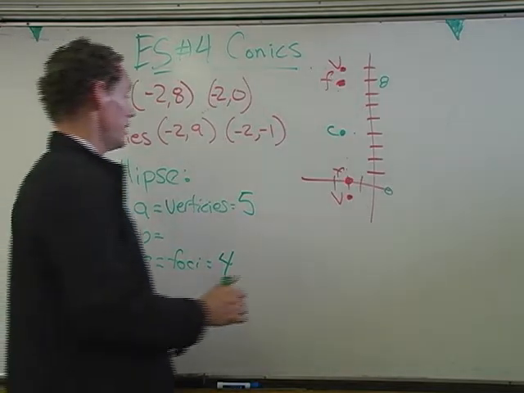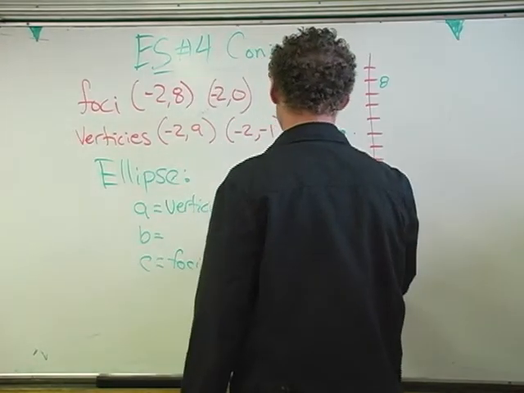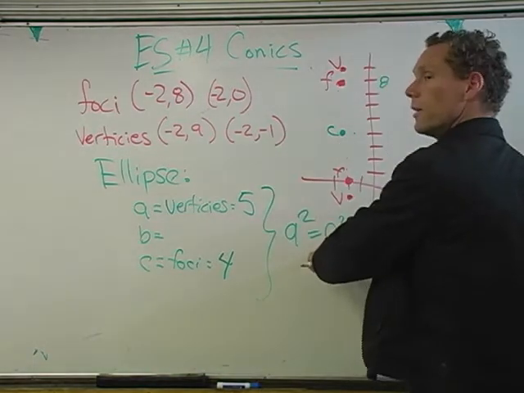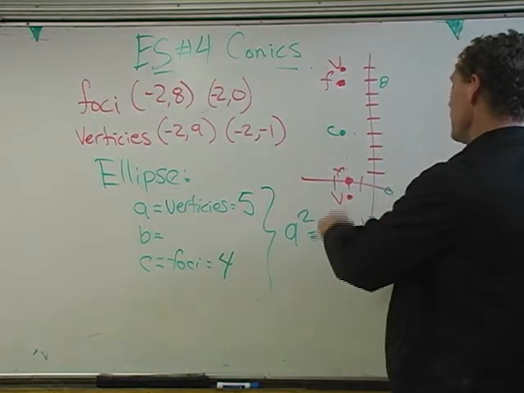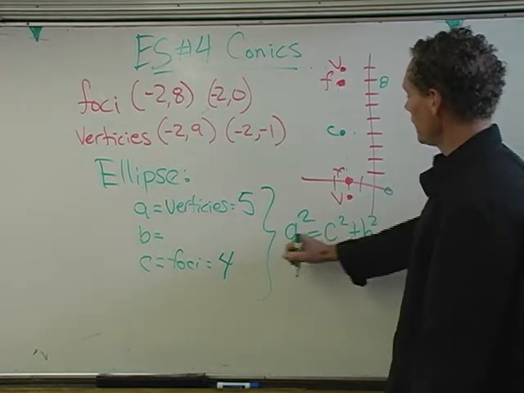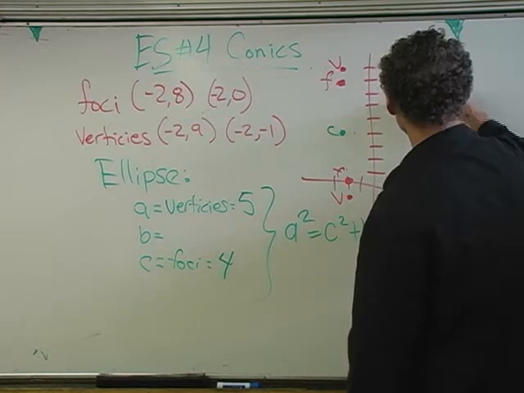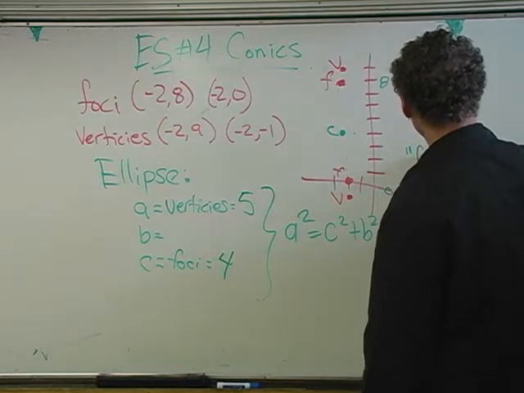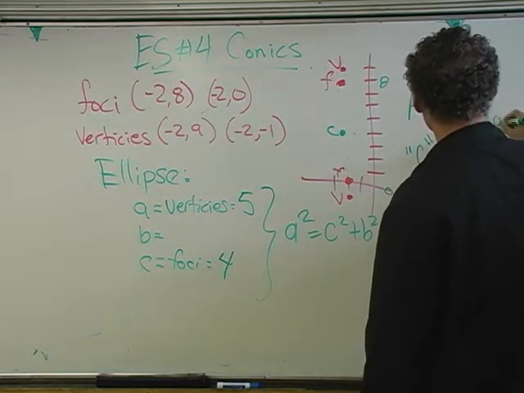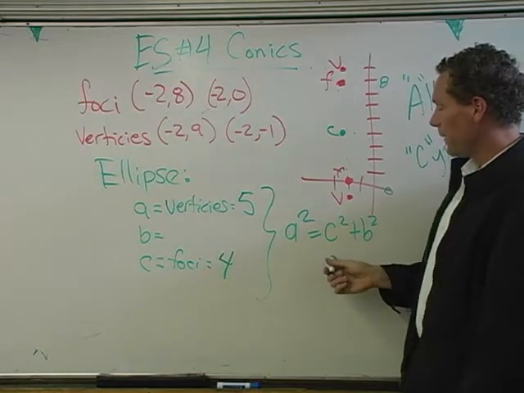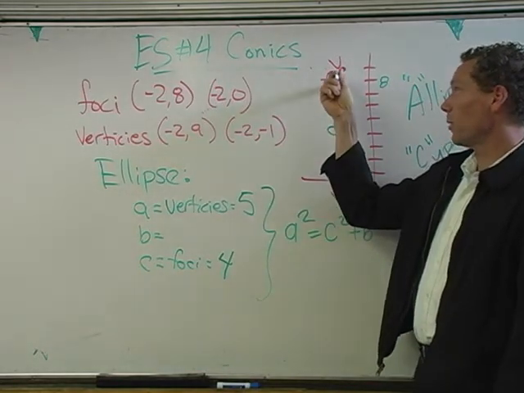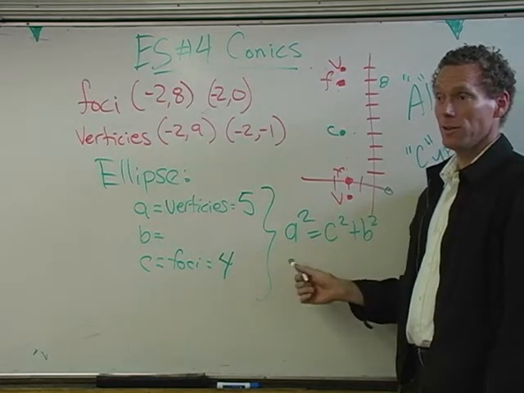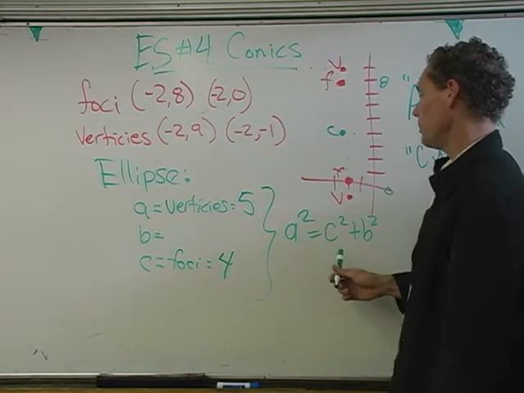For the ellipse, a squared equals c squared plus b squared. Our teacher does ellipse and hyperbola. The way that I think about this is, we know that for the ellipse, because the focal points are inside, c has to be less than a. So if c squared were equal to a squared plus b squared, c would be more.